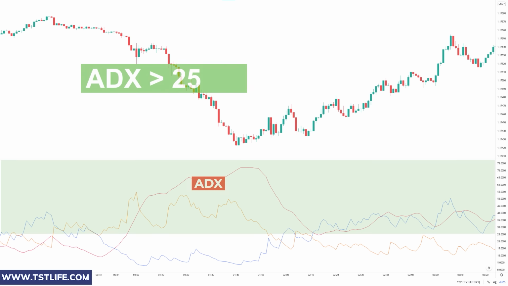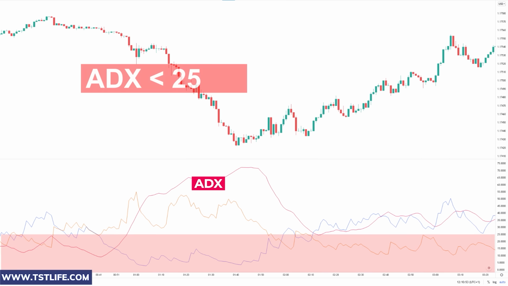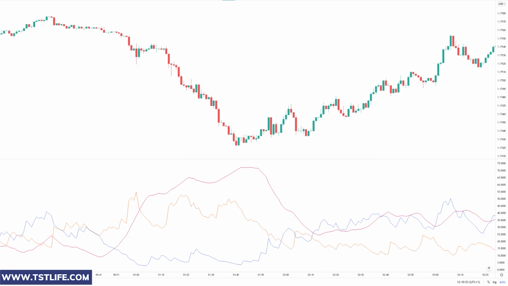A reading above 25 indicates a strong trend. Many traders will use ADX readings above 25 to suggest that the trend is strong enough for trend trading strategies. Conversely, when ADX is below 25, many will avoid trend trading strategies and will probably wait for a breakout or simply use a sideways trading strategy.